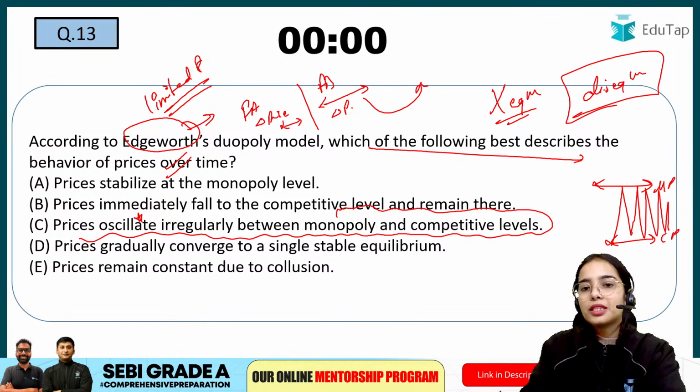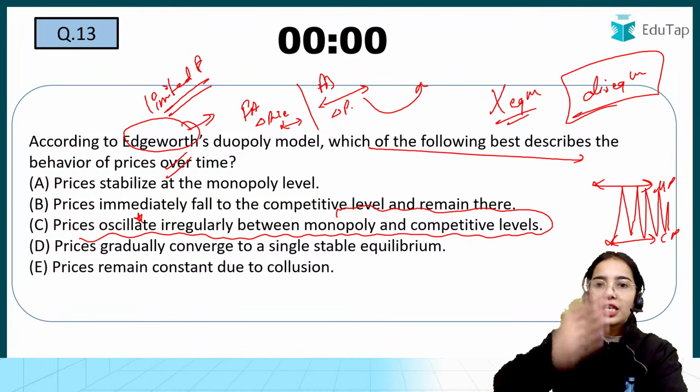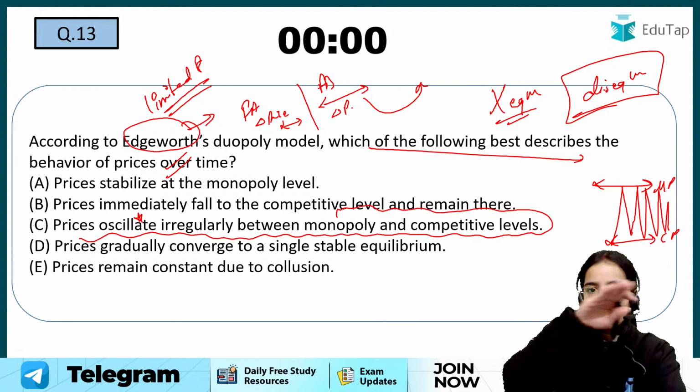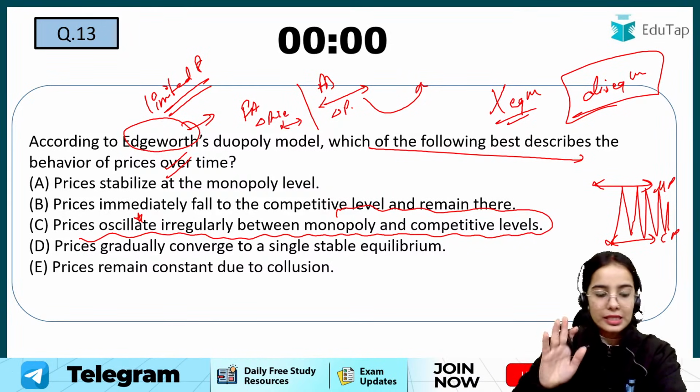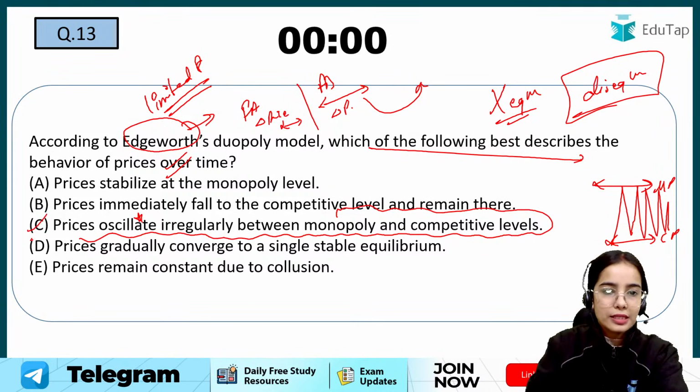Okay, and the prices keep on oscillating. The prices keep on moving between the monopoly prices and the competitive prices. So this is the answer. So C is the answer.